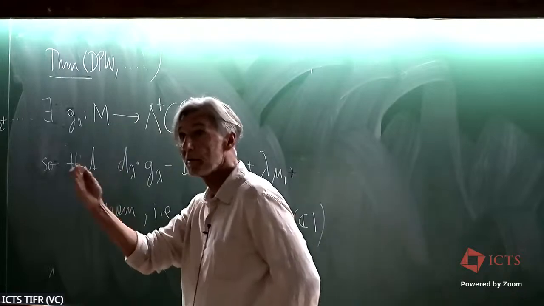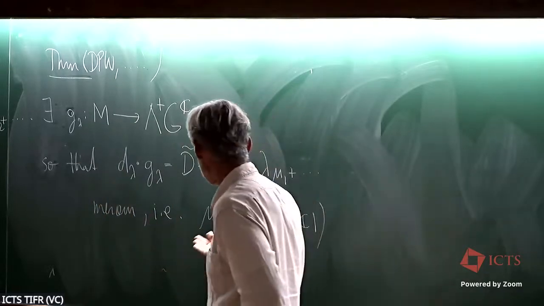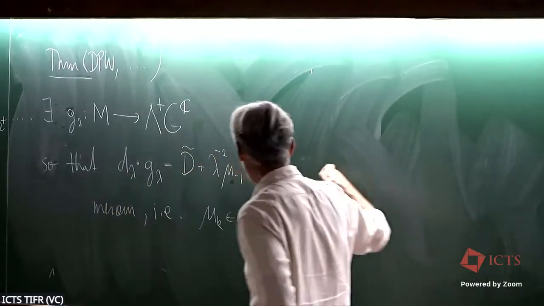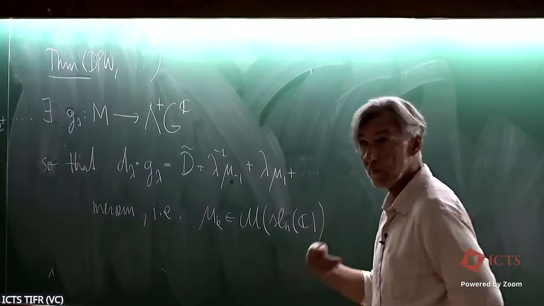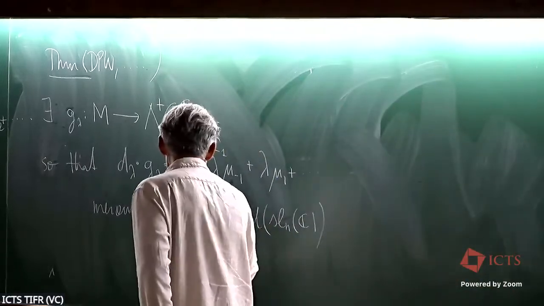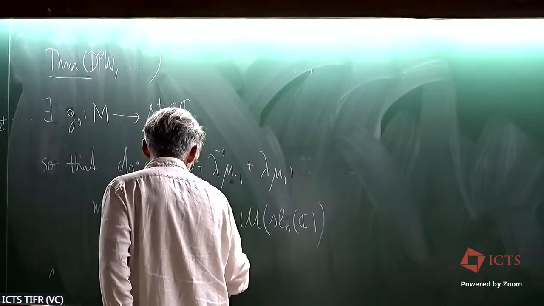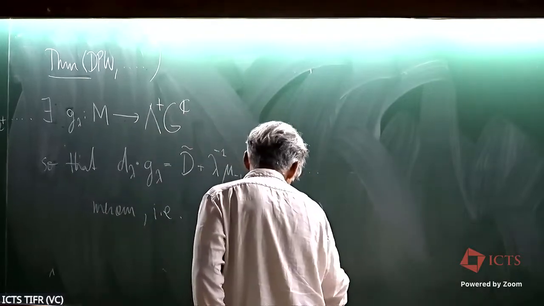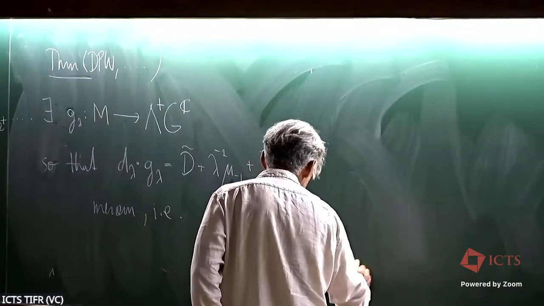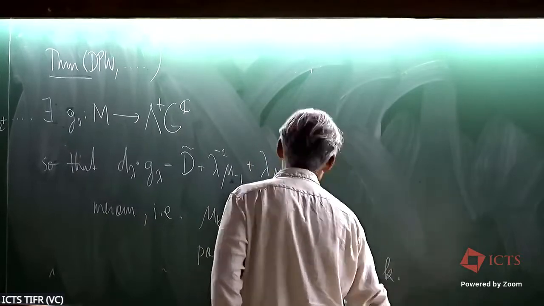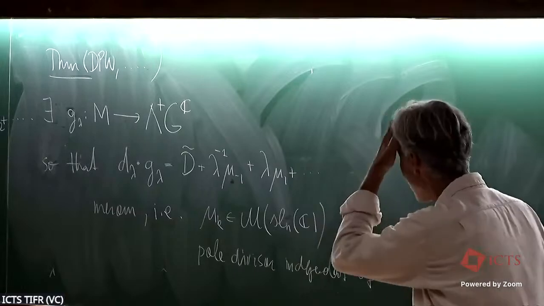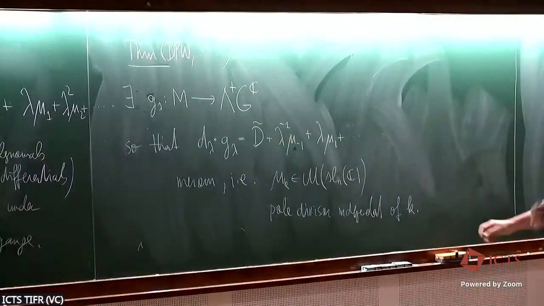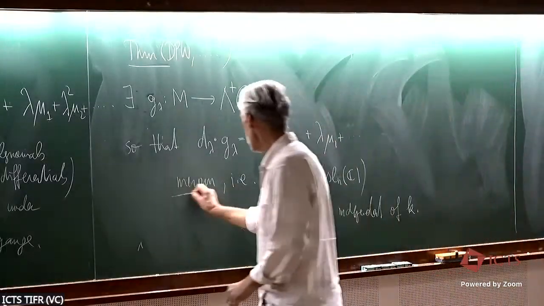There's only one, the pole divisor does not depend on lambda, so it's a fixed pole divisor where all these infinitely many meromorphic forms have poles. So pole divisor independent of K. Independent of K. So this is the Weierstrass representation, right? You get so that this is a meromorphic connection.